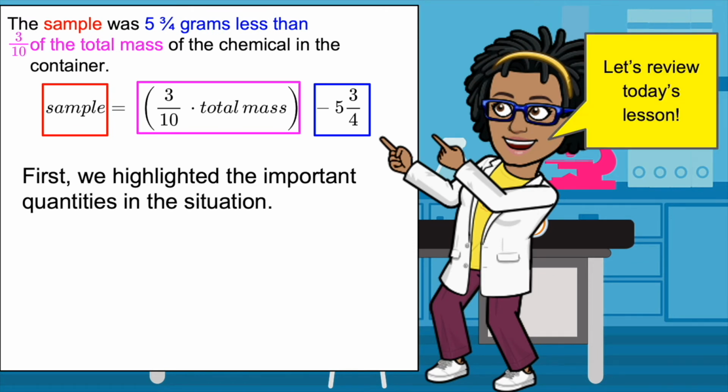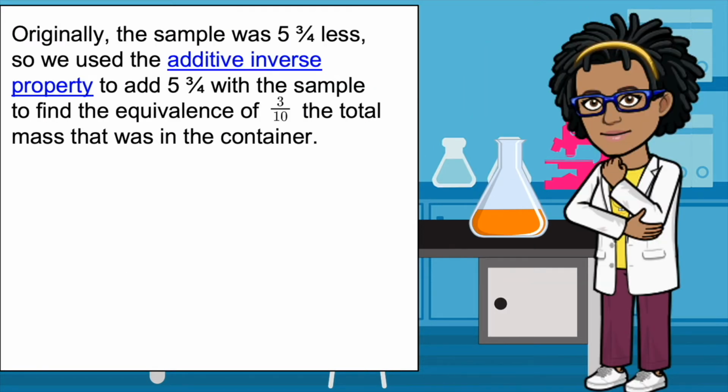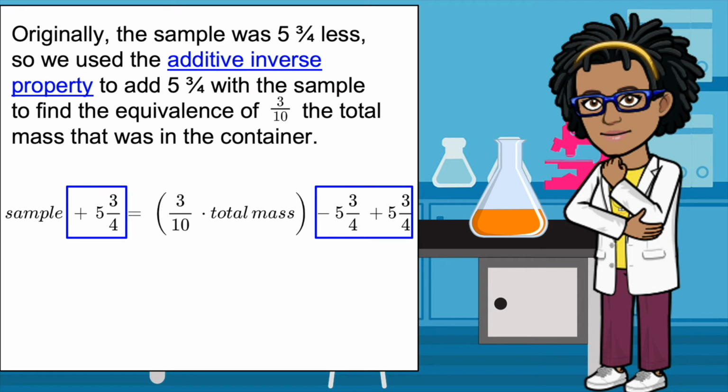First, we highlighted the important quantities in the situation. Then, we organized the quantities to write an equation to represent the sample. Originally, the sample was 5 3/4 less, so we used the additive inverse property to add 5 3/4 grams with the sample to find the equivalence of 3/10 the total mass that was in the container. Now remember, that's the additive inverse.